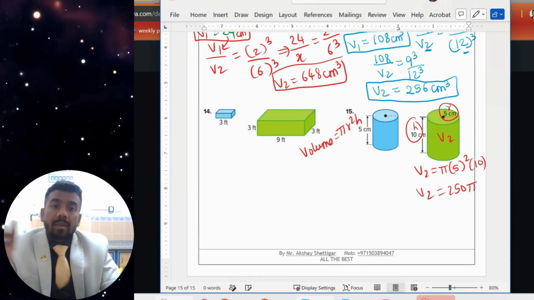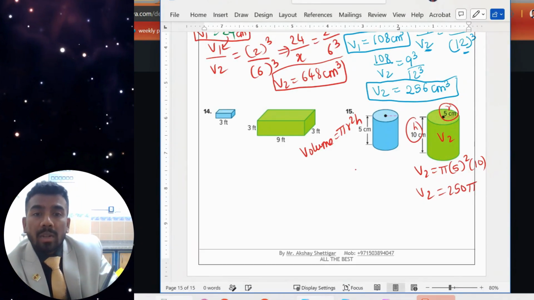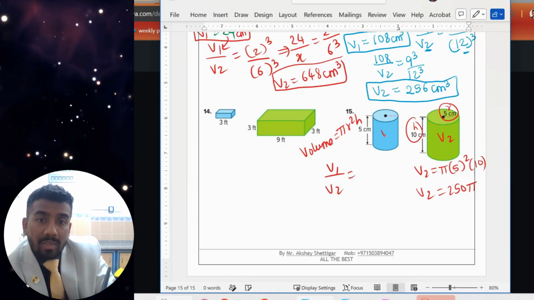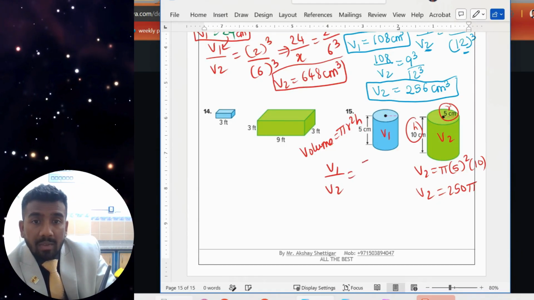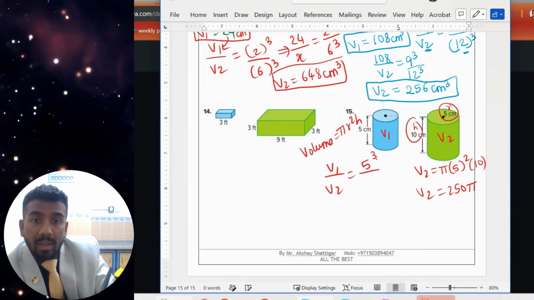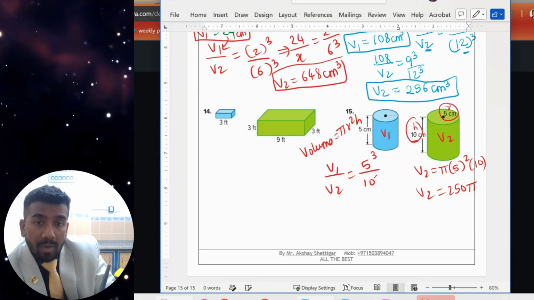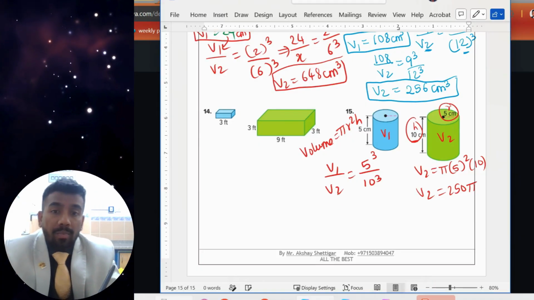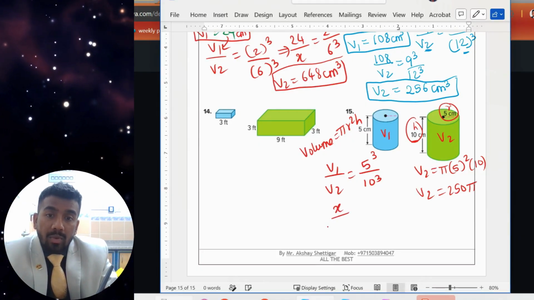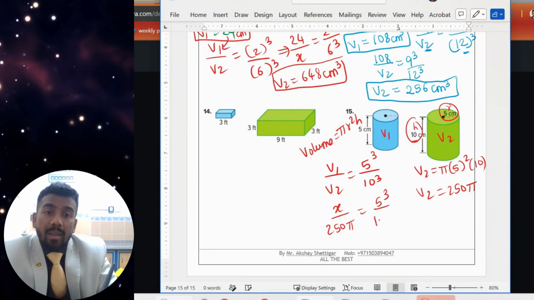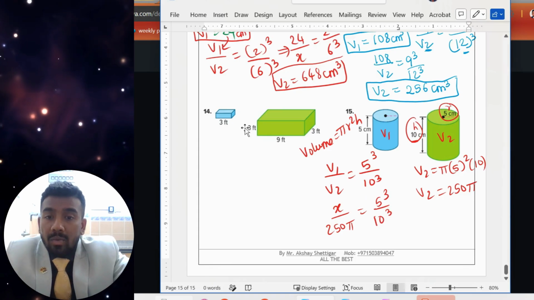Okay, so let's use the same formula, V1 over V2. Now what's V1? This is V1. So what is the side? 5 power 3, the height, and the same corresponding height is 10, so 10 power 3. V1 we don't know, so that is your x. V2 we know, it's 250 pi. 5 power 3 over 10 power 3. Okay, doing the calculator.